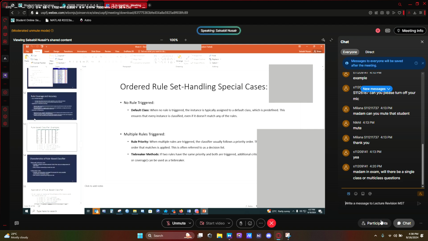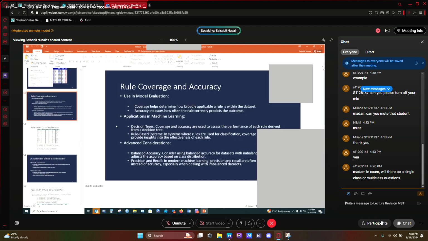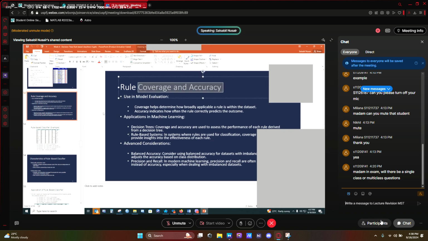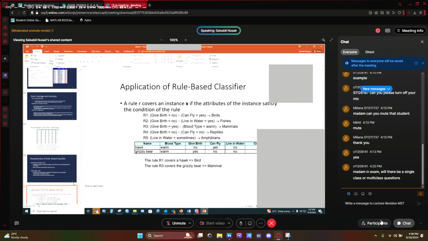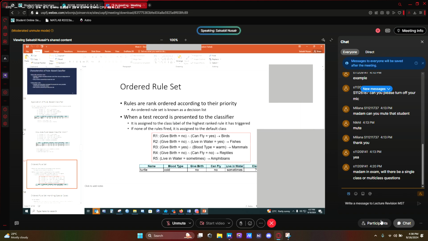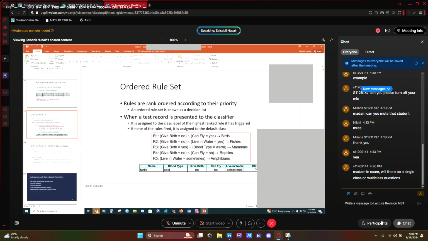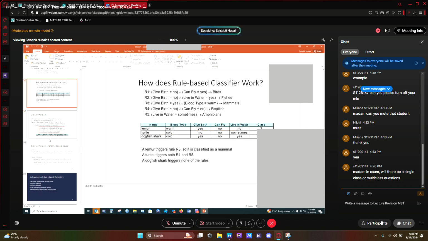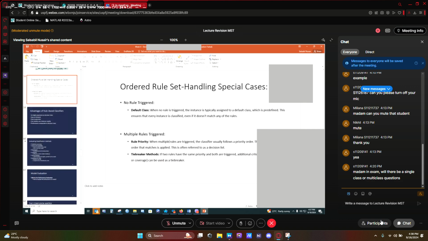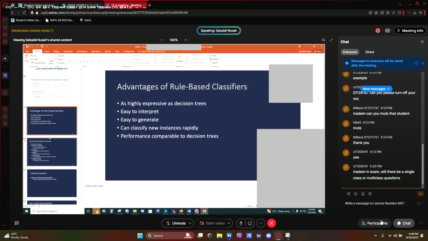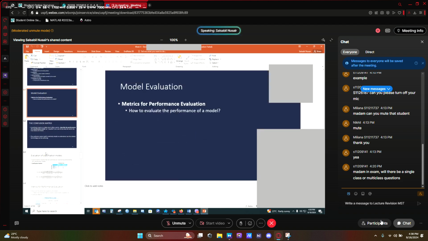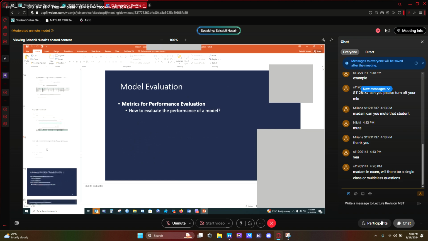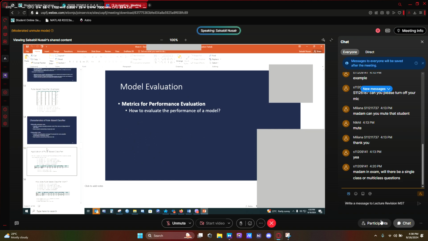Now, the second hint or the third hint you want to look at is coverage and accuracy. So look at the formula for coverage. What is coverage? What is accuracy? You have examples in here as well for coverage and accuracy. We looked at it in our lecture slides as well. Coverage of the rules. So reflect back on that, learn how to calculate your coverage and how to calculate your accuracy for your rule as well.